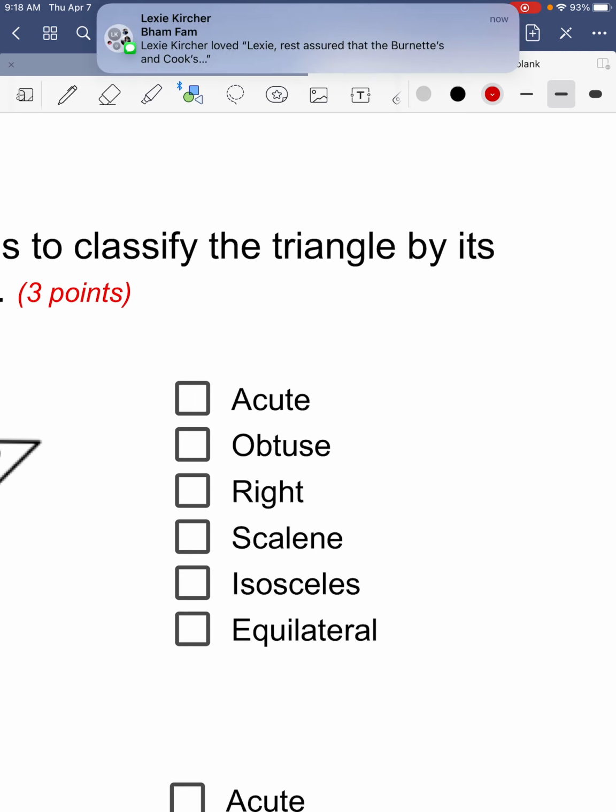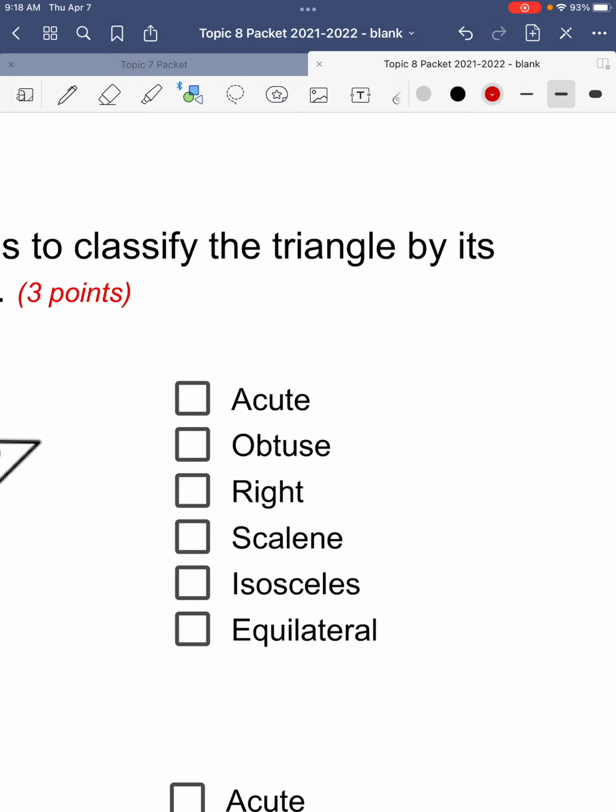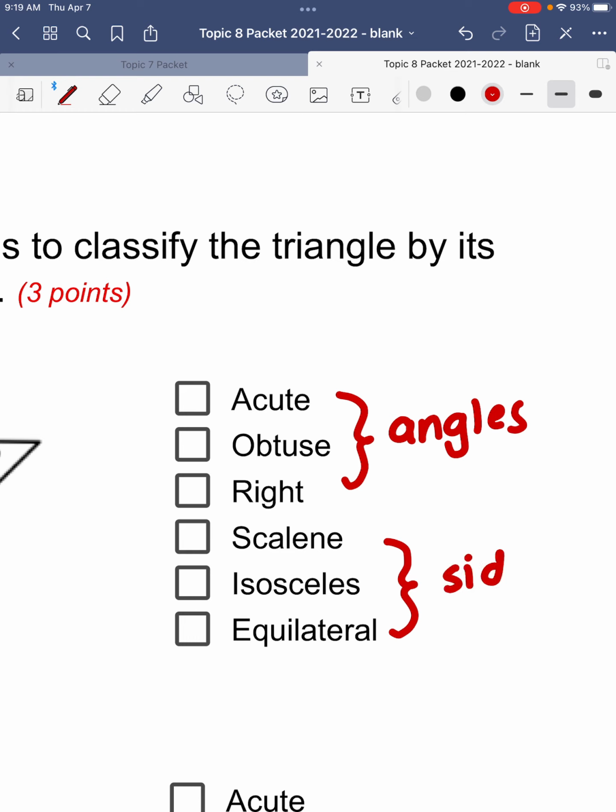Obtuse means one angle is greater than 90 degrees. And right means that one angle equals 90 degrees. Okay, so these 3 terms classify by angles. And that means that these 3 terms classify by sides. Okay, so scalene means all sides are different lengths. Isosceles means that 2 sides are equal in length. And equilateral means that all 3 sides are the same length.